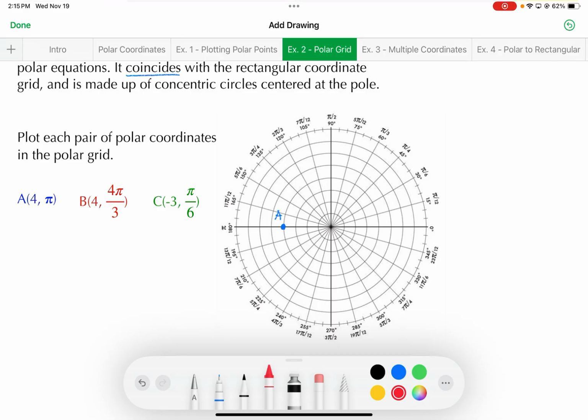All right, point B, 4 pi over 3. So I start at the polar axis, rotate to 4 pi over 3. From the pole, I move 4 units to the 4th circle, where r would be 4. Right there.